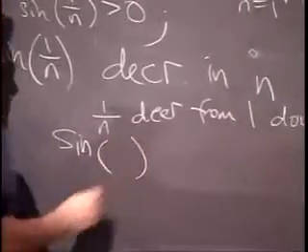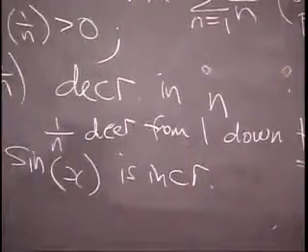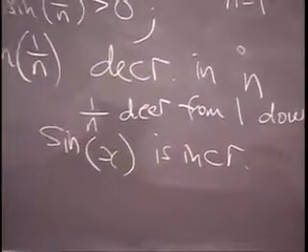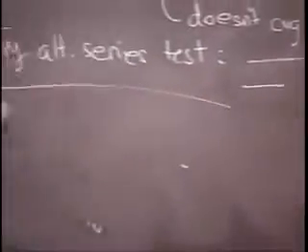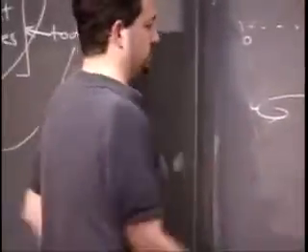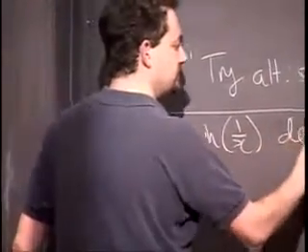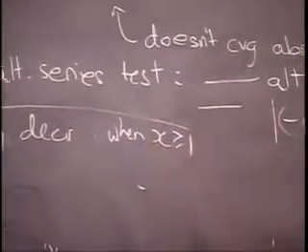and sine of x is increasing. So sine 1 over n is decreasing. That's fairly feeble, so maybe I better use a derivative. Let's just expand that over here, just to make sure. I claim sine 1 over x is decreasing when at least x is bigger than or equal to 1. Let's just differentiate it.